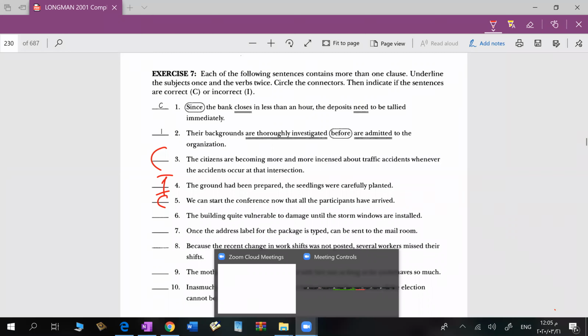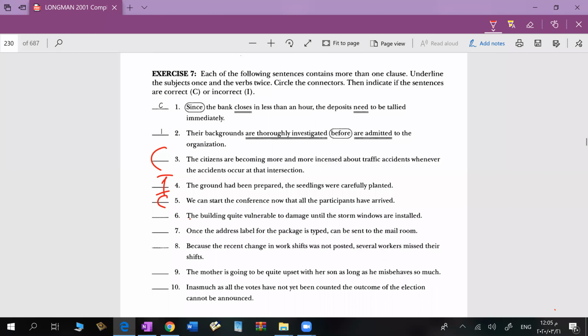Okay, the building is quite vulnerable to danger until the storm windows are installed. What do you think? Correct. Can somebody try again? Incorrect, because the first clause does not have a verb. Yeah, it's incorrect because the first clause doesn't have a verb. The building is quite vulnerable to damage until the storm windows are installed.